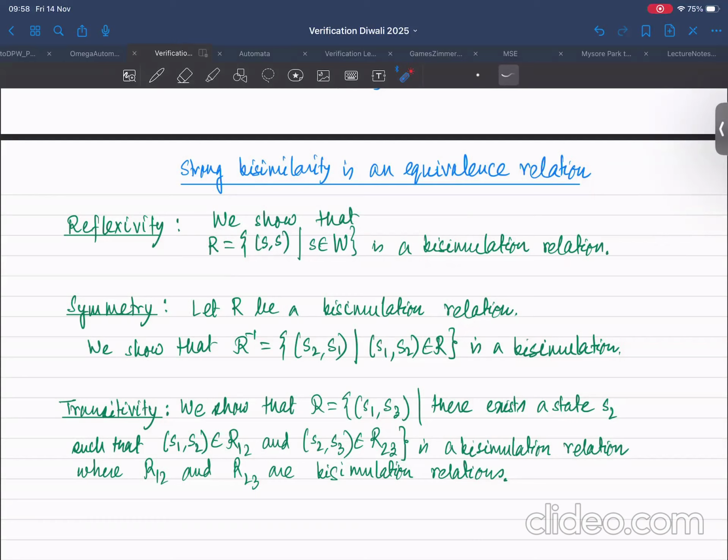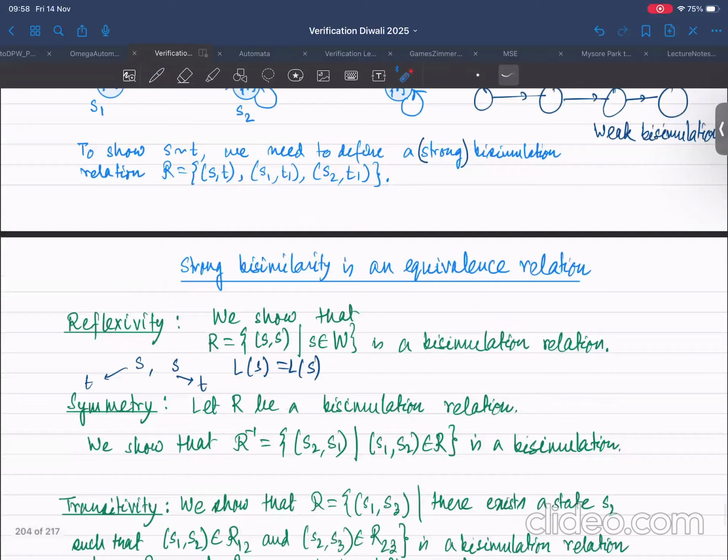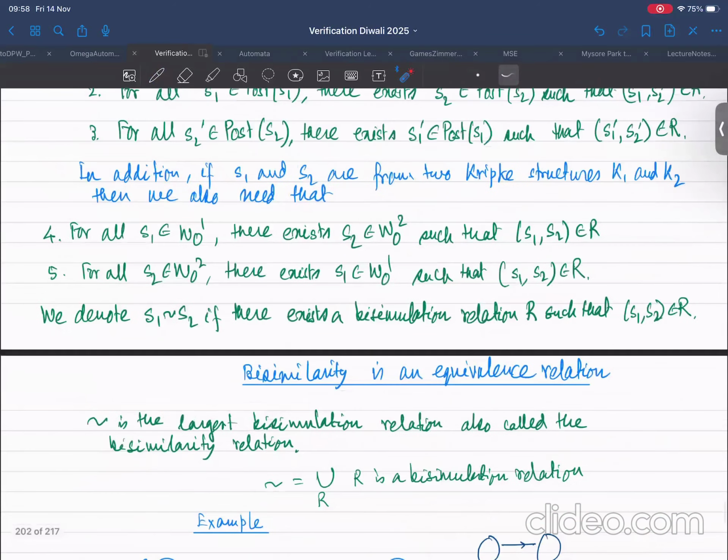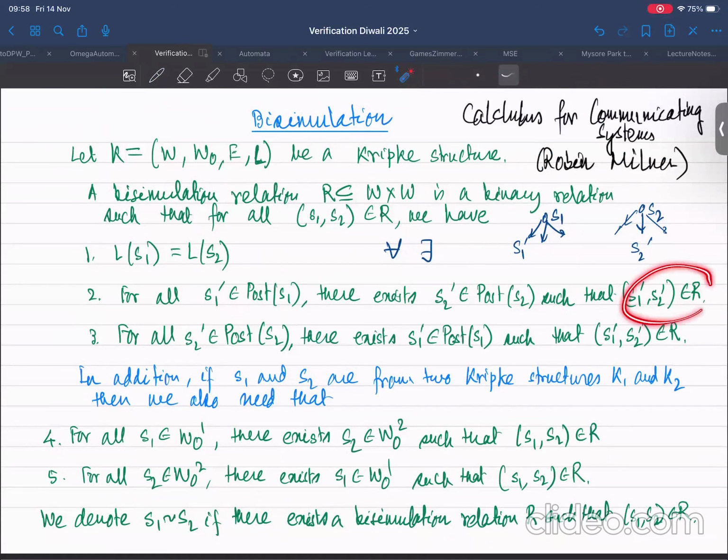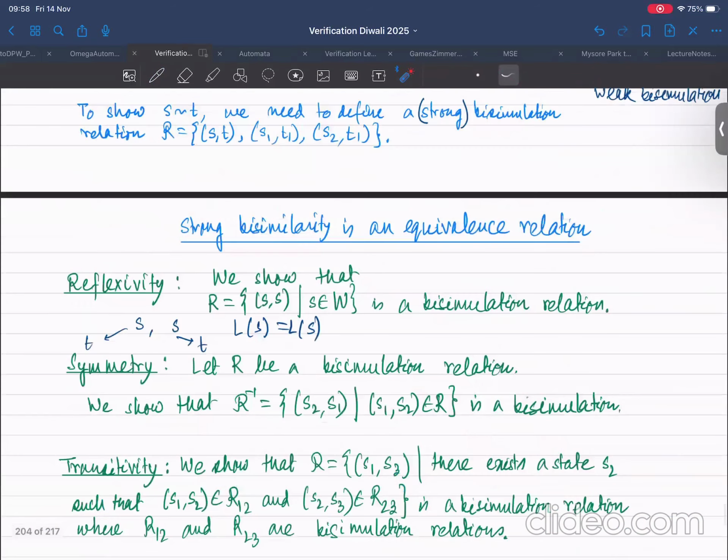Okay. So why is it so? Because suppose you are in this pair S comma S. Of course L of S equals L of S on the two sides, right? And then for every successor, you can also consider the same pair. From S you consider the successor T, here also you will consider the successor T, and T comma T is also in the relation R, right? If you recall the way it is defined, your S1 prime, S2 prime also have to belong to R. So it's reflexive.